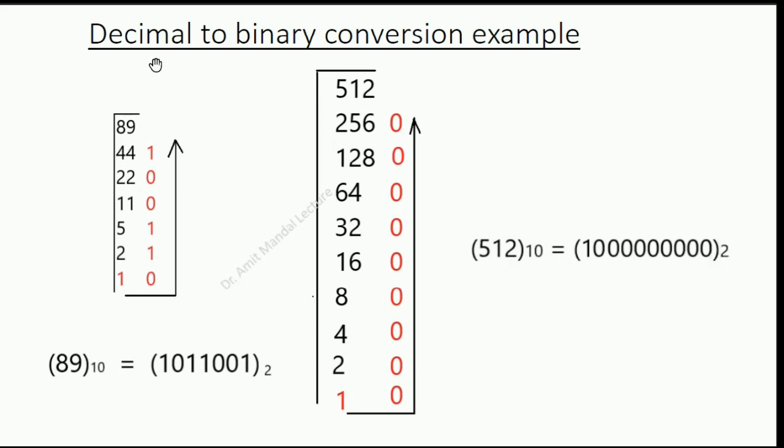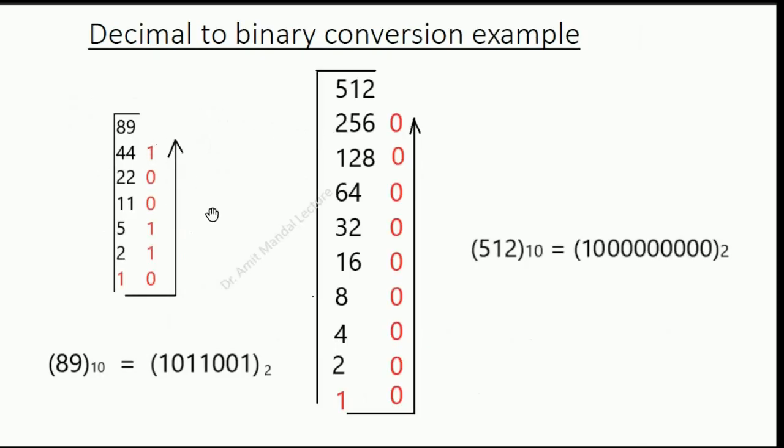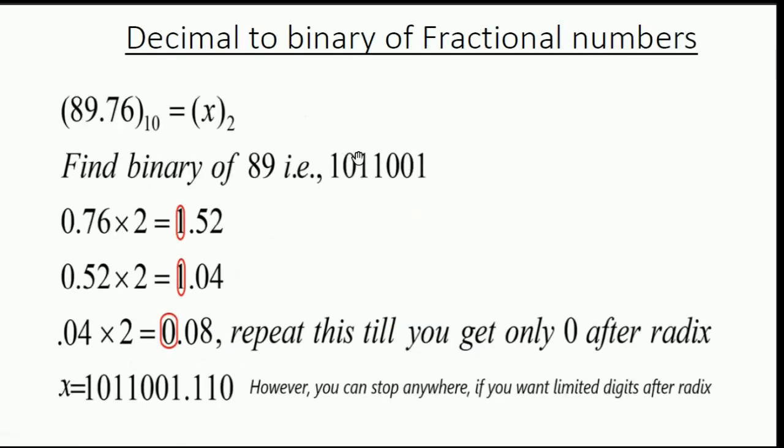We have learned how to convert a decimal number into a binary number. Now we will learn how to convert decimal numbers into binary numbers when the decimal numbers are fractional numbers, means with a point. For example, some decimal number is 89.76 base 10, radix 10, is equal to x base 2. We want to convert this 89.76 into a binary number. First of all, toward the left hand side, whatever the number is, that is 89, convert that into a binary number as I have told you the rule. So for 89 the binary number is 1 0 1 1 0 0 1.